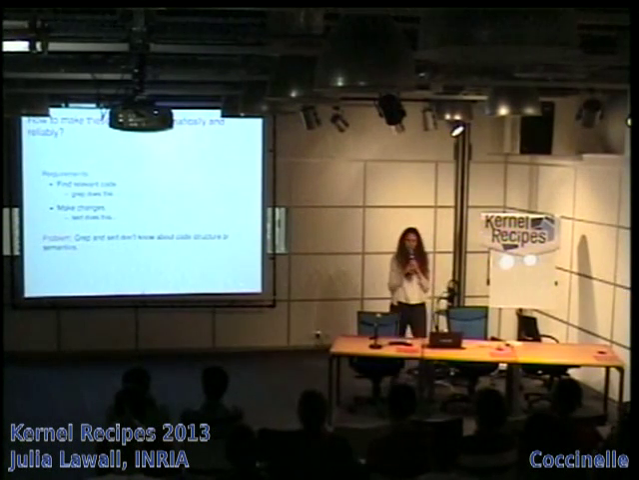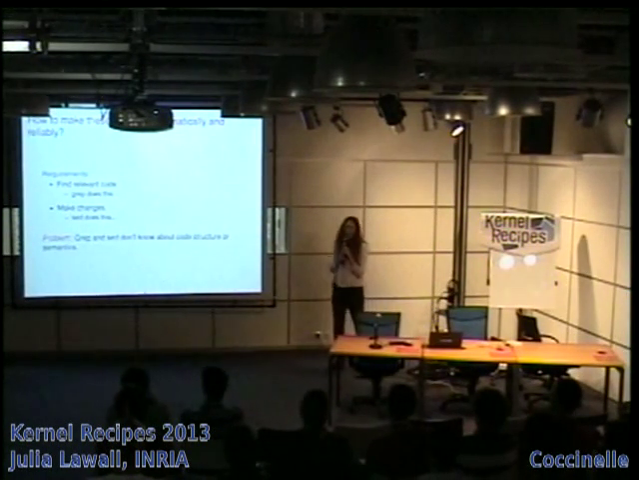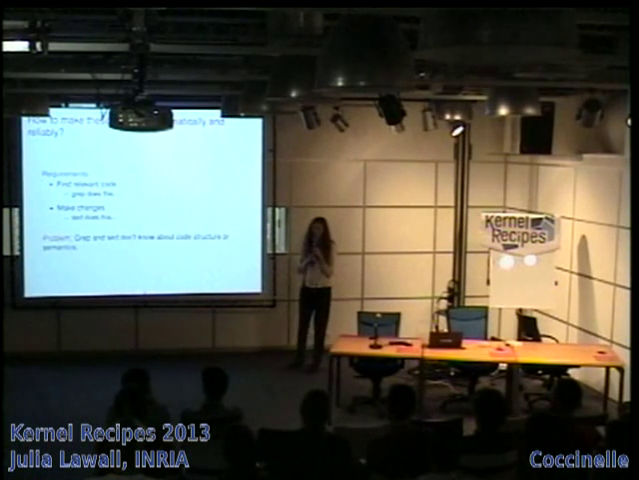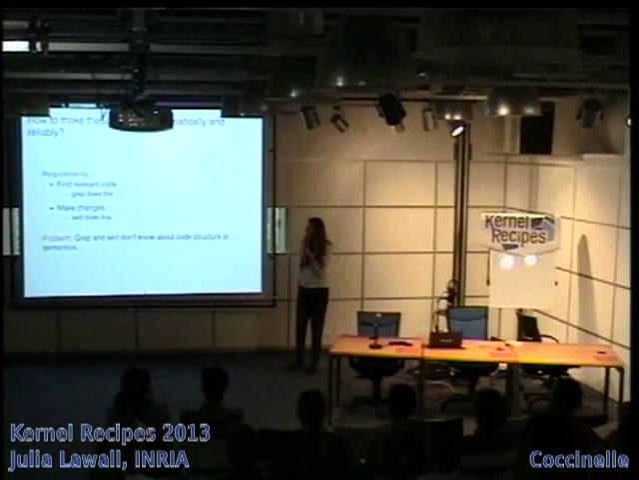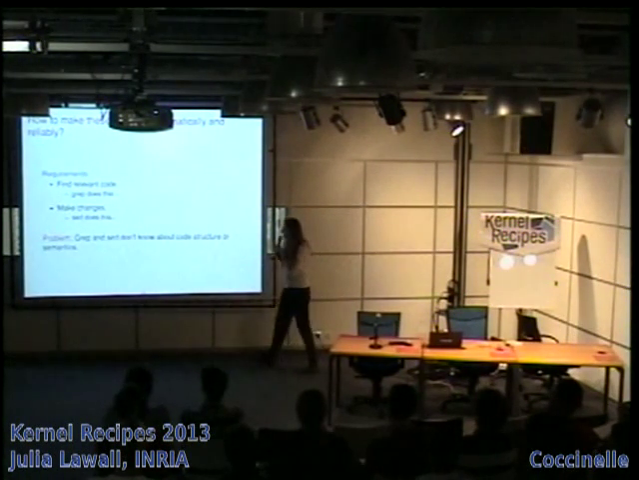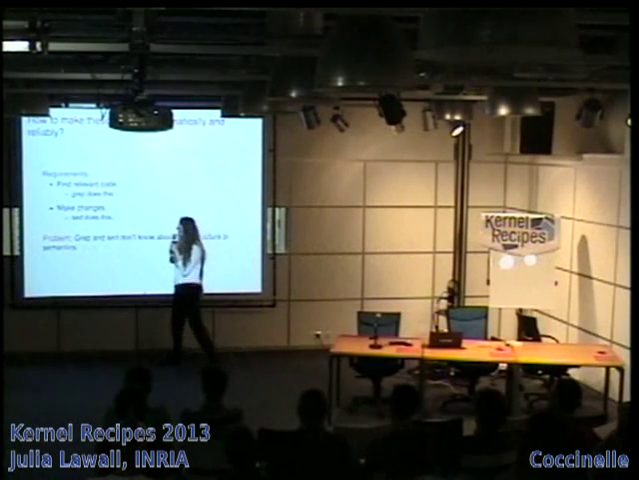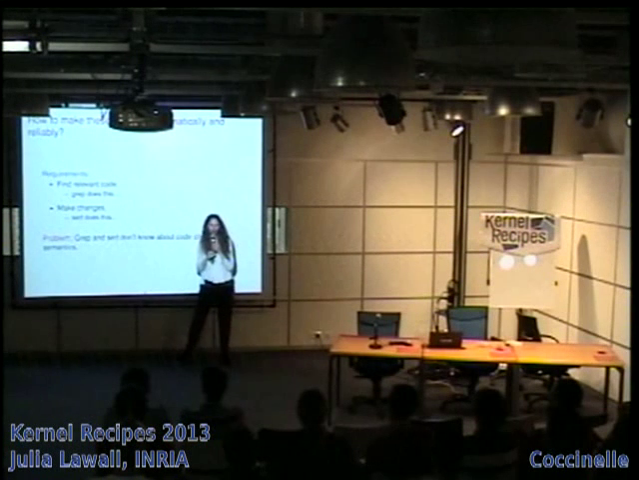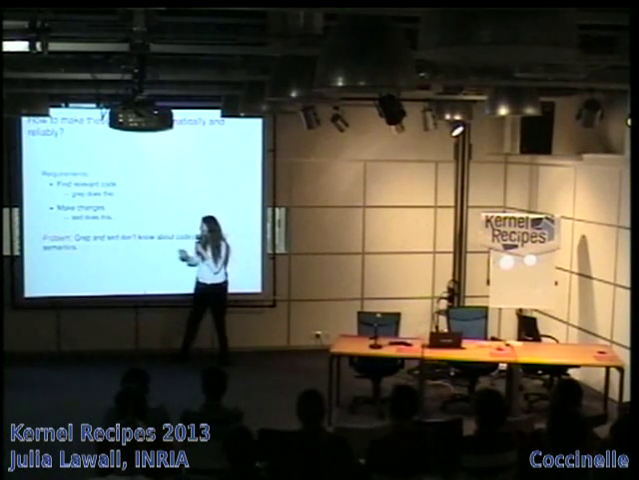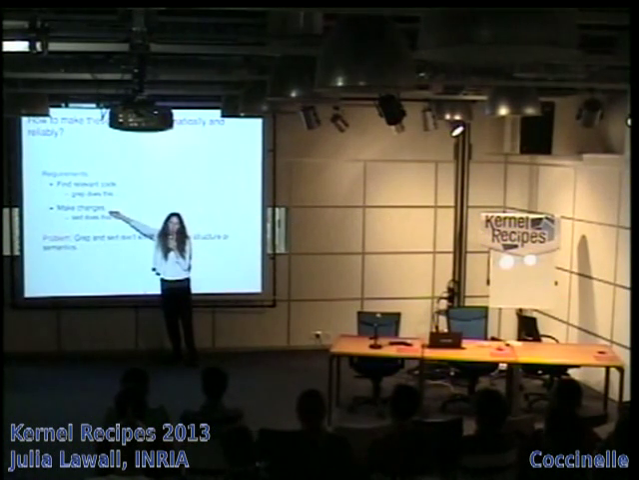Okay, so what we want to do is make these changes automatically and reliably and fast, and we want to be able to make them everywhere in the kernel and not just in one or two places. So basically we need to be able to do two things. We need to be able to find the code that we want to change, and we need to be able to make the changes.